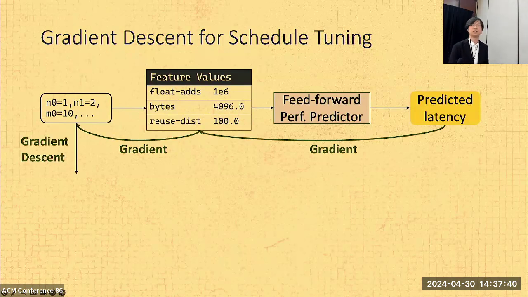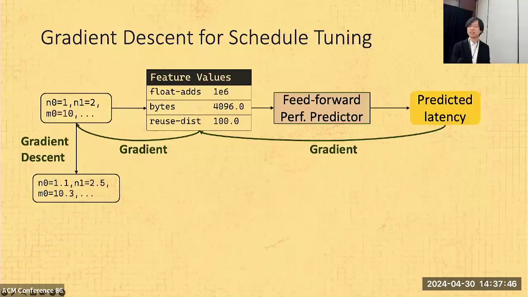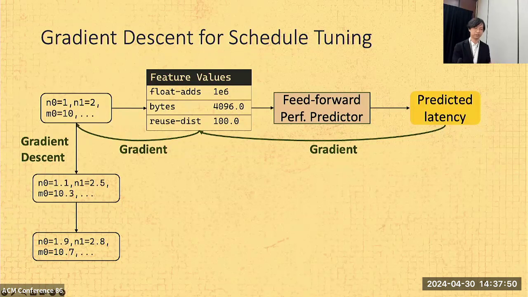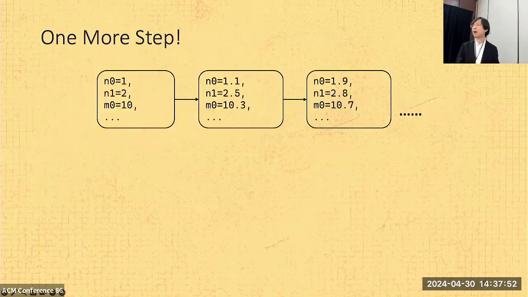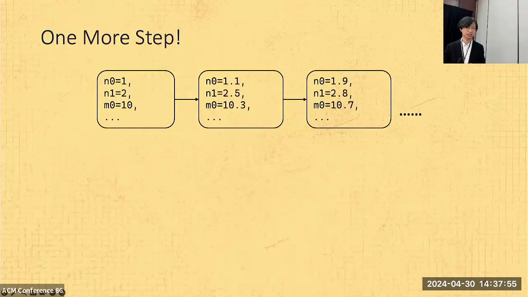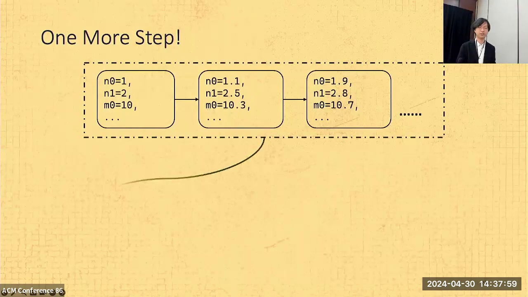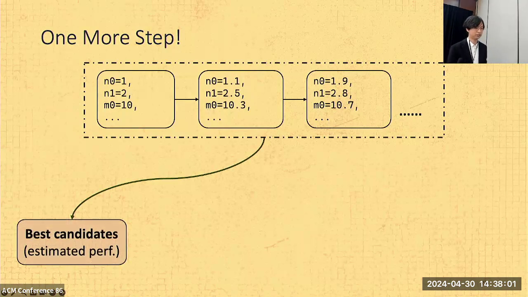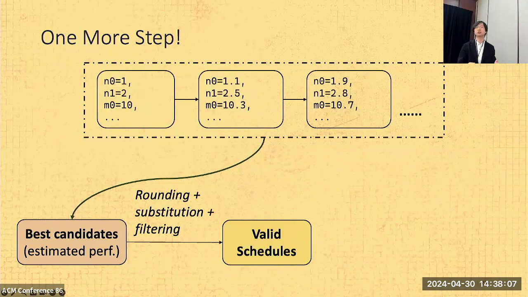What can happen now is gradient descent. You push your initial set of variable values in the direction that minimizes the predicted latency, and you can do multiple iterations and so on. And now, after you have done a few iterations, you have a history of these variable values. Now, what has to happen as a last step is you select the best among them based on the estimated performance. And then you do rounding to round the real numbers back to integers.